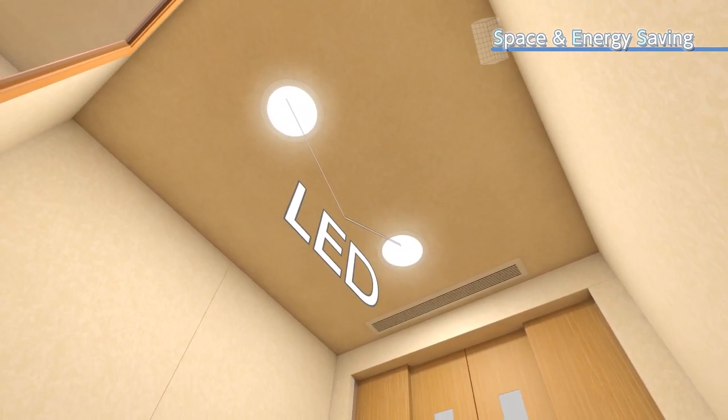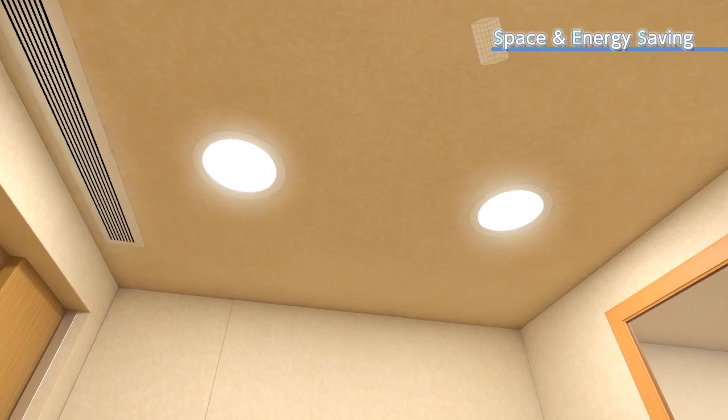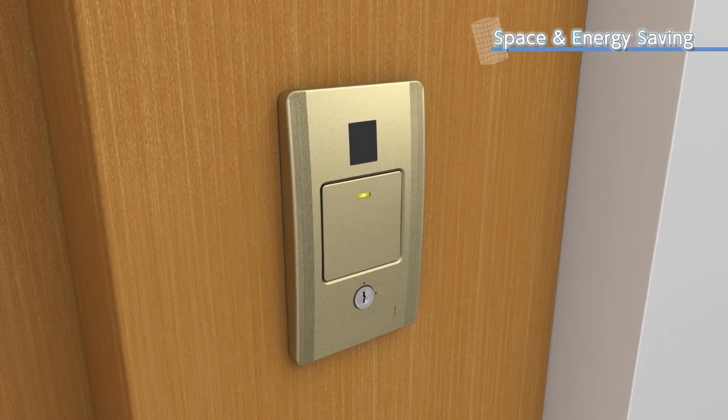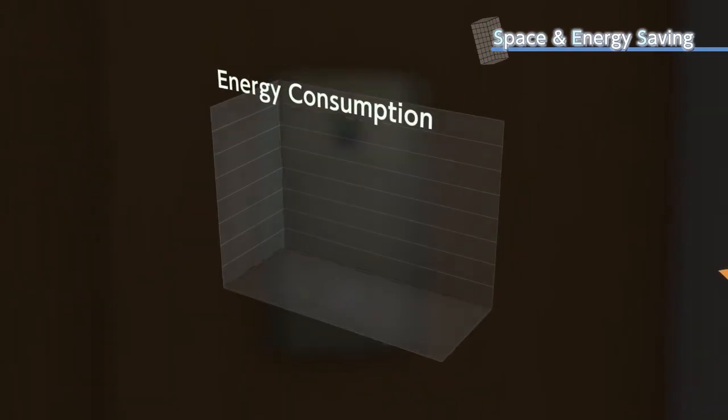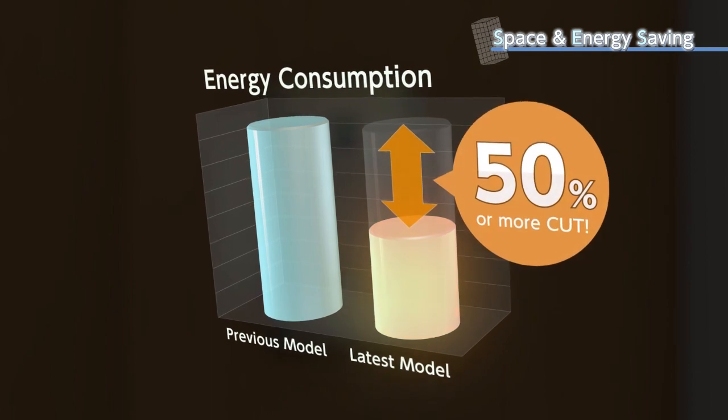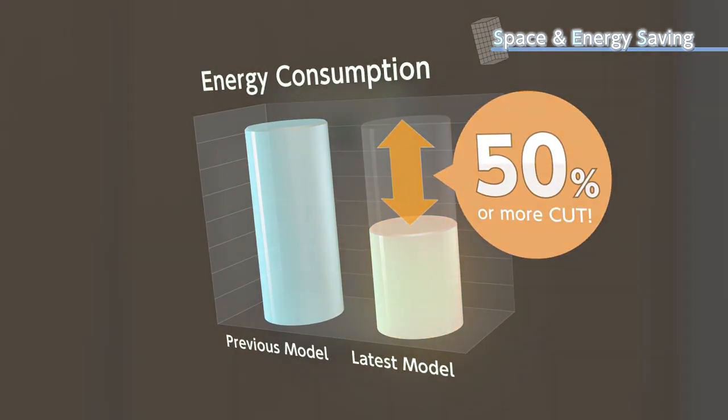Energy saving is another key feature. Energy-efficient LEDs are used for car lighting. And if the elevator is not used for 3 minutes or more, the Eco mode will be activated to help save on the consumption of standby power. The energy consumption is approximately 50% less than previous models.